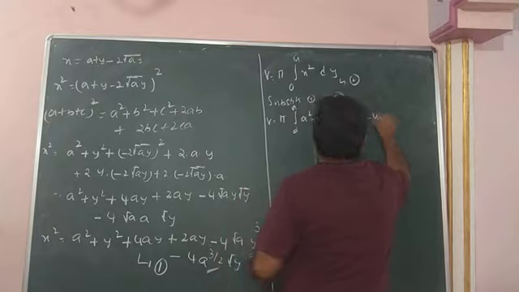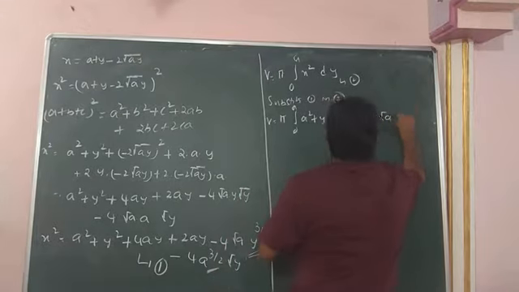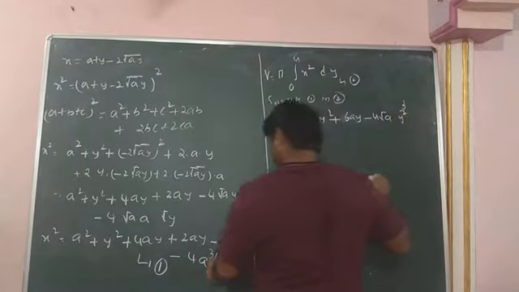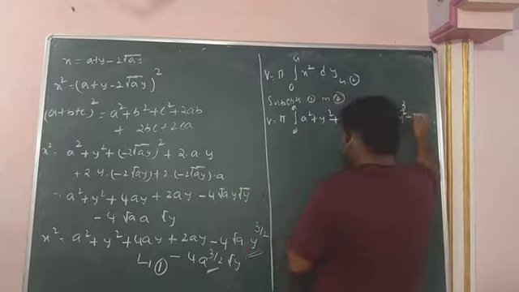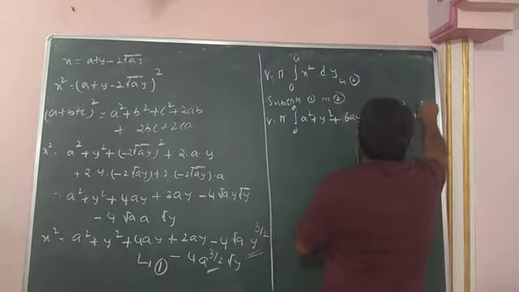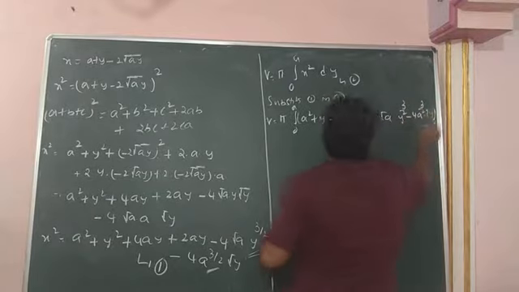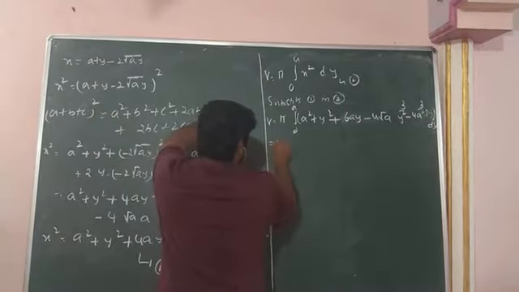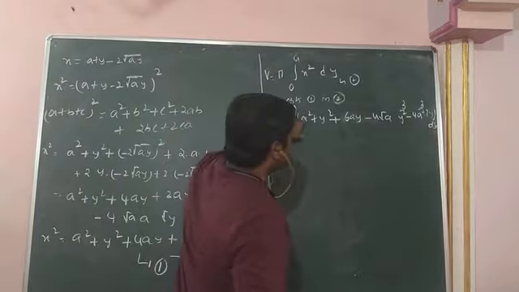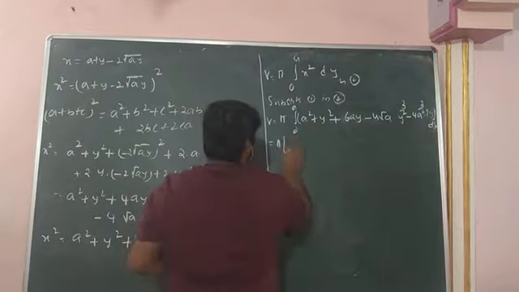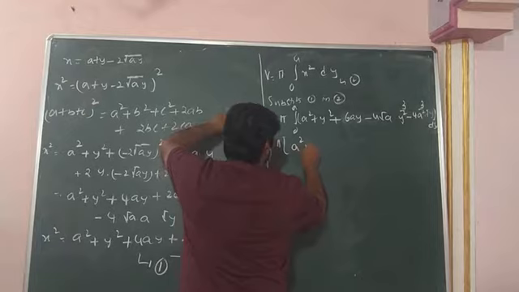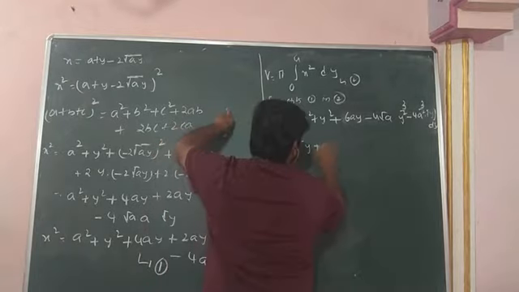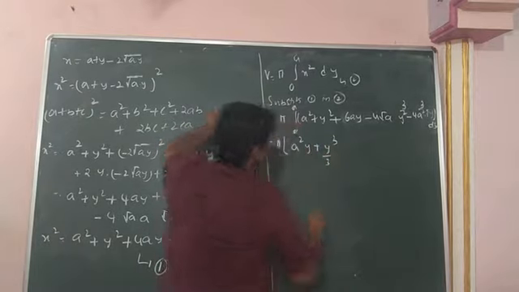Minus 4 root a into y power of 3 by 2. Minus 4 a power of 3 by 2 into root y into d. That is a pi into, we do that integration. This is equal to a square into y. This is nothing but y cubed by 3. This is nothing but y power n.